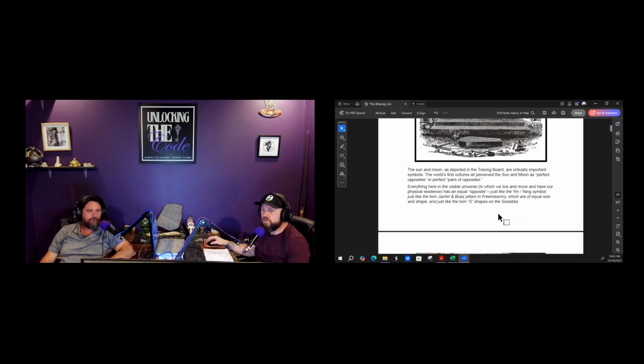Everything here in the visible universe in which we live and move and have our physical existence has an equal opposite, just like the yin yang symbol, just like the twin Jachin and Boaz pillars in Freemasonry, which are of equal size and shape, and just like the twin S shapes on the swastika.